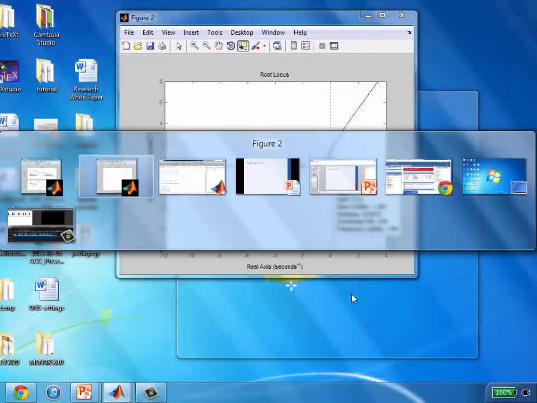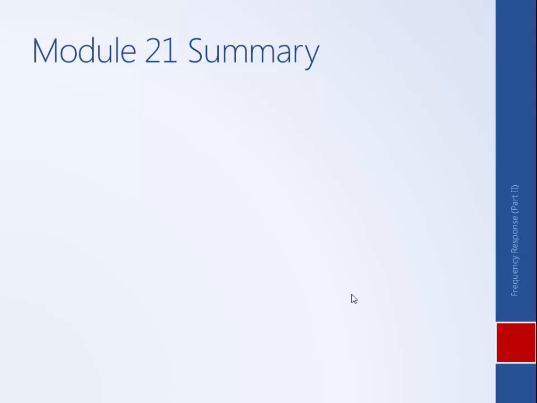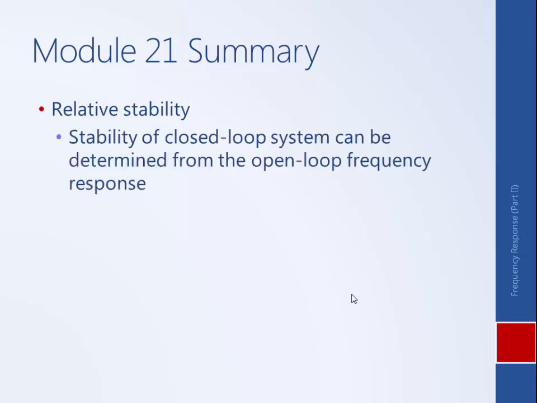Okay. Going back to our PowerPoint presentation, that brings us to the conclusion of this module. In this module, we learned how to use frequency response analysis to perform relative stability analysis. In particular, we showed how we can assess the stability of the closed loop system from the open loop frequency response. And we can do more than just assess absolute stability. We can get a sense of how robust the system is to instability, how close the system is to becoming unstable.